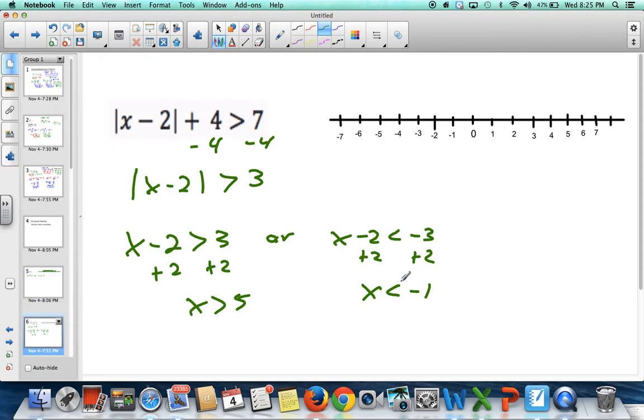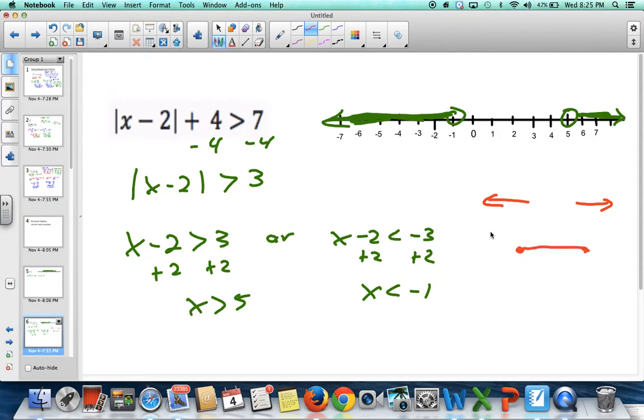Now these problems have open circles because there's no line underneath here. x is greater than 5 is everything out here, open circle going this way. x is less than negative 1 is an open circle going this way. Now there is kind of a shortcut that I'll show you, to tell whether the lines go like this, or if they go like this.